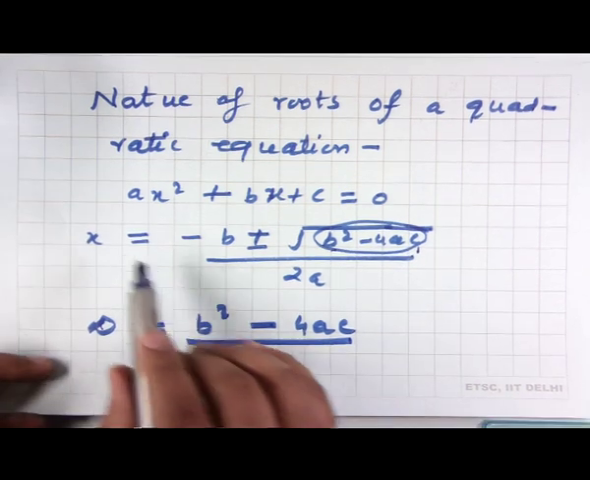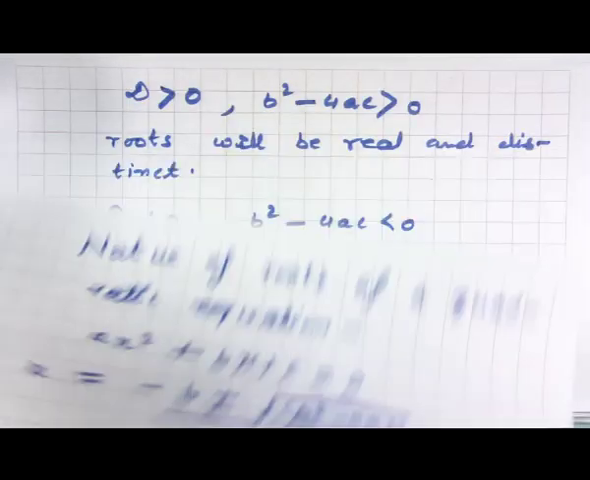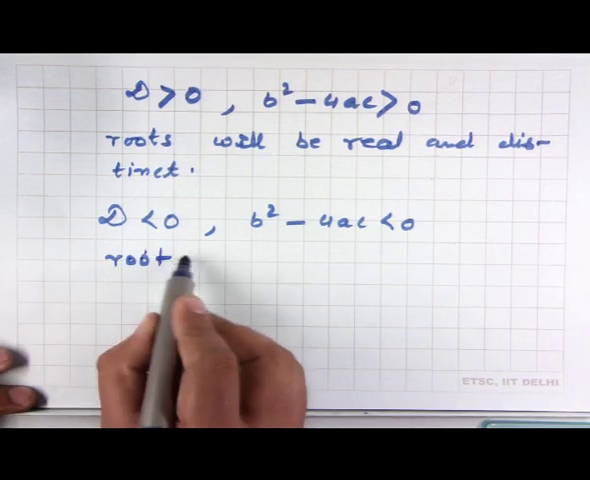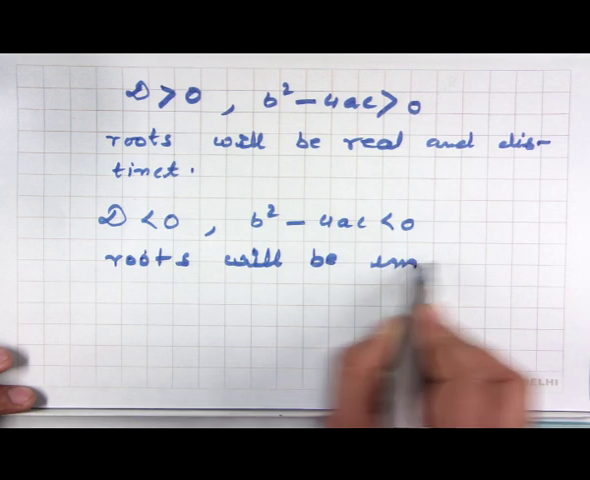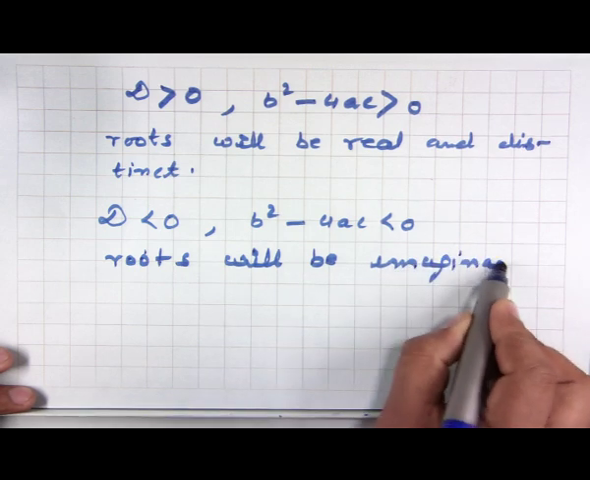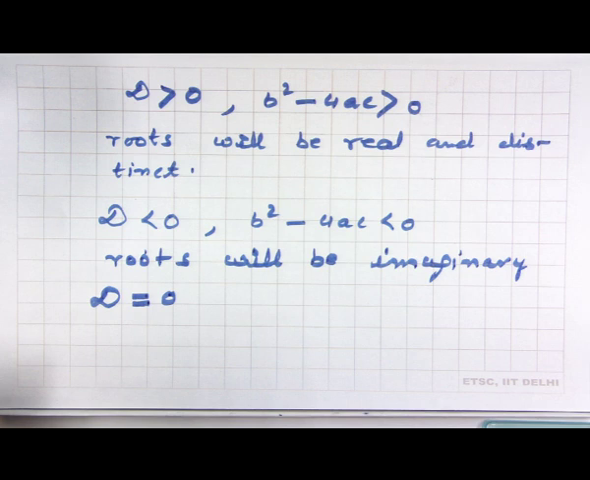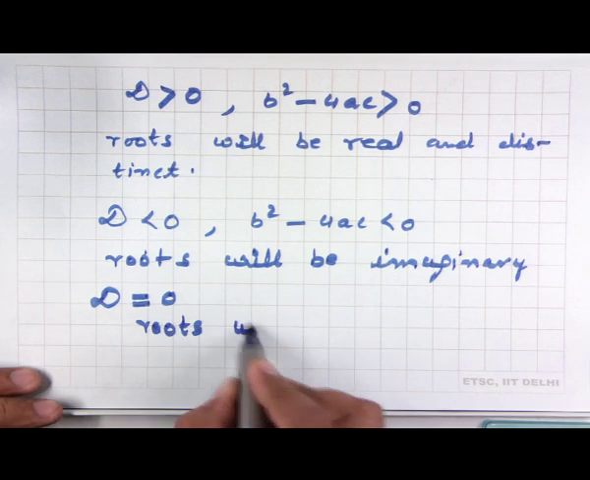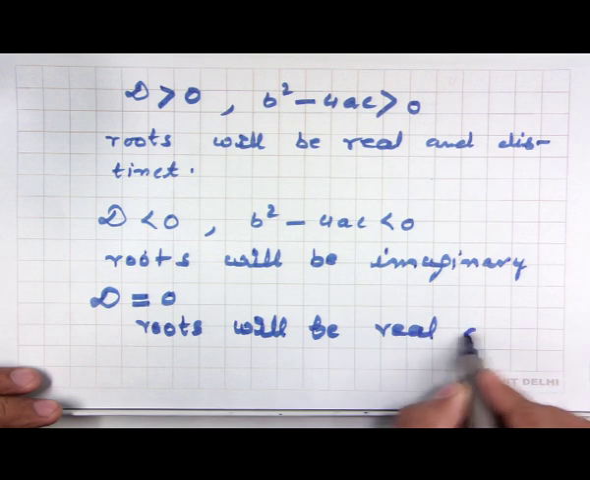So the value of x will be imaginary. So the roots will be imaginary. If d equals 0, suppose the value of d is 0, in that case the roots will be real and same.